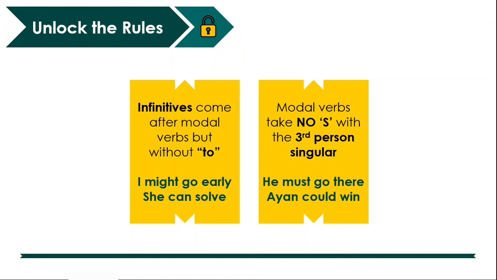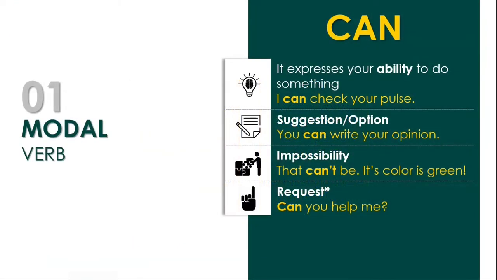He must go there. मैंने यहाँ पे ये नहीं कहा he must goes there. I didn't say that. He must goes there. It will be wrong. Ayan could win. That's called simple without s or es. Number 1. Let's discuss about the can. Can is a modal verb जहाँ पे आप अपनी ability को show करते हैं. Whenever you are expressing your ability to do something.